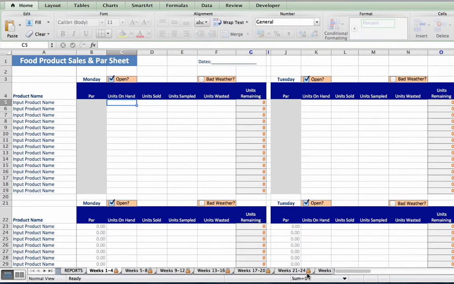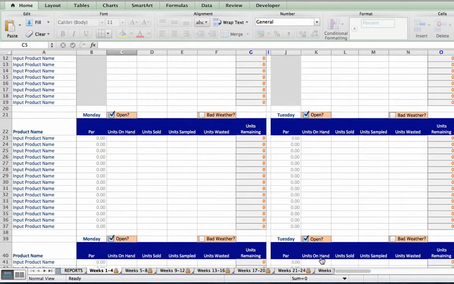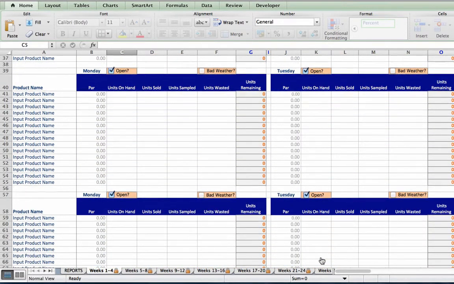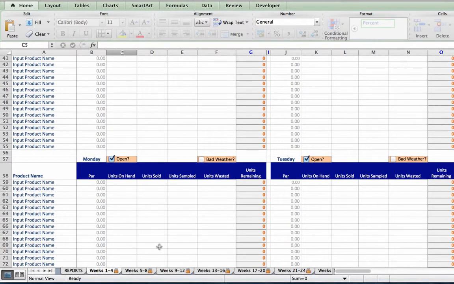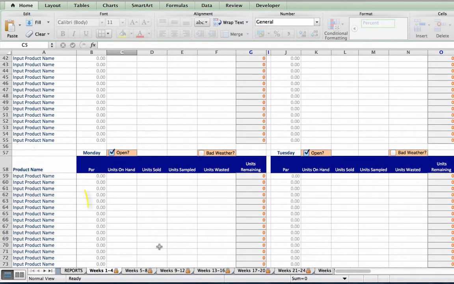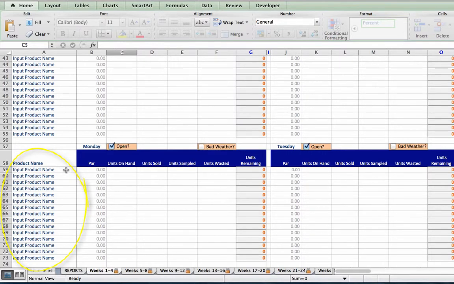In this spreadsheet, you have 52 weeks at your disposal. You can use all of those, or if you only operate for a portion of the year, you can use only those sheets that you need. Each sheet does have 4 weeks in it, and the reason that it's broken out by week and not by month is because different months have different numbers of weeks in them. For each week, you have up to 15 product spaces to use. Unfortunately, we can't add any more product spaces than that, and if you need more, you'll have to purchase a second copy of the spreadsheet.